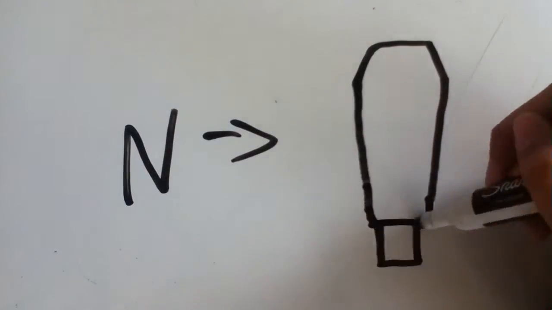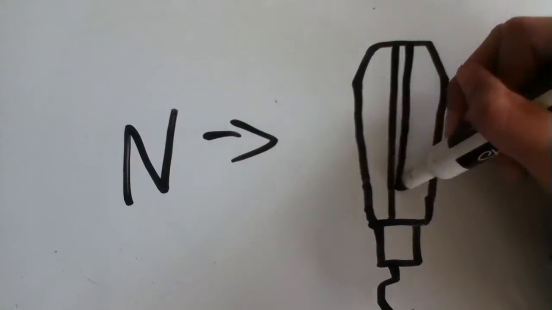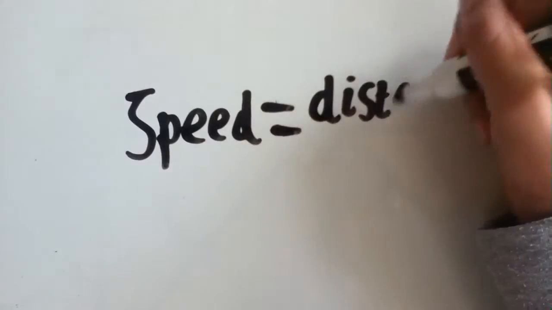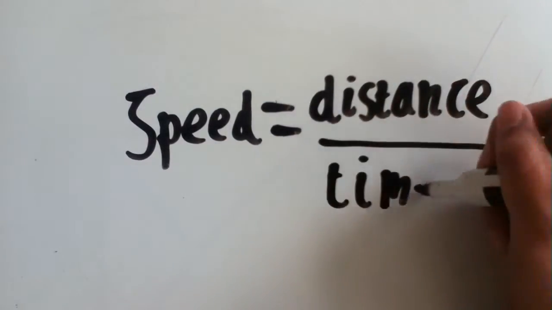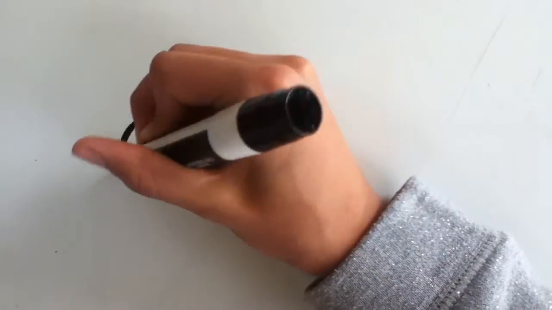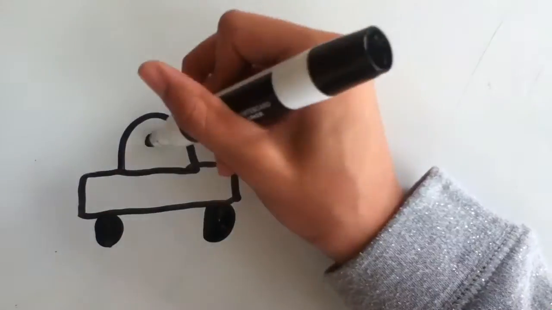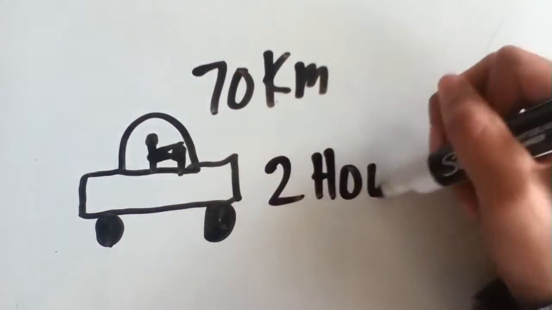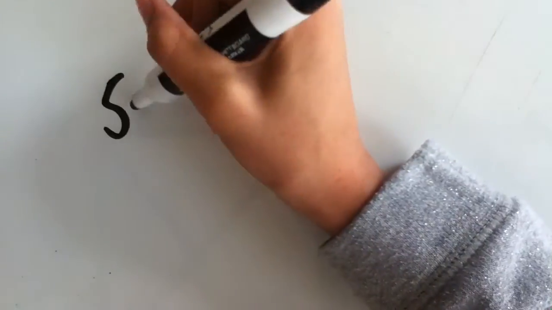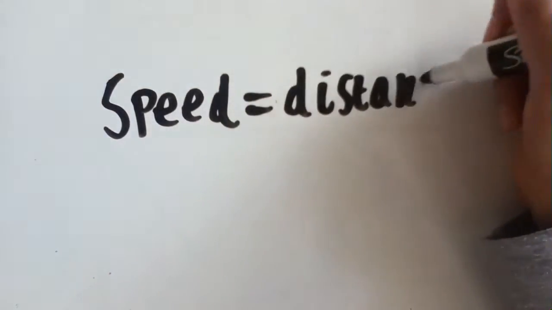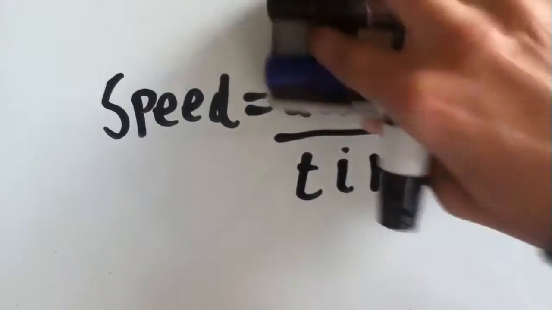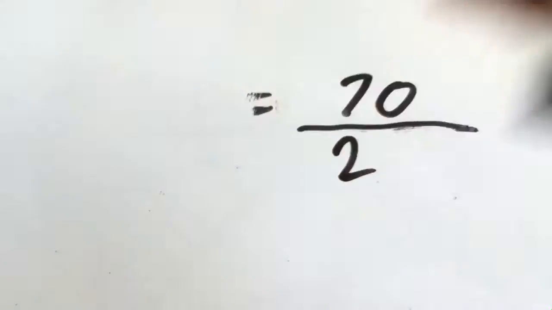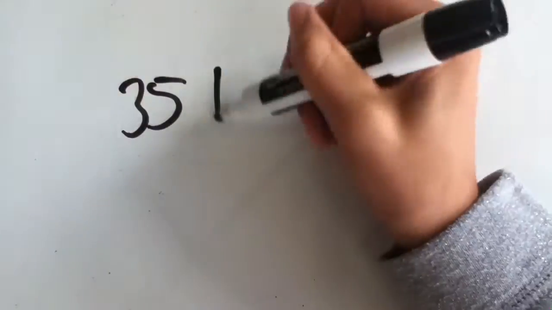There are three major important equations when it comes to forces. First is speed equals distance over time. This equation is used to work out speed by dividing distance travelled by time taken. For example, you could get the question, if you travel 70 kilometers in 2 hours, what is your average speed? To work this out, you would simply divide the distance, which is 70 kilometers, by the time, which is 2 hours, to get the speed, which is 35 kilometers per hour.